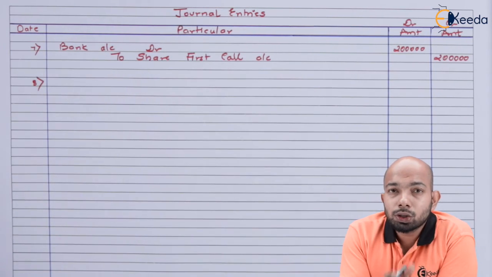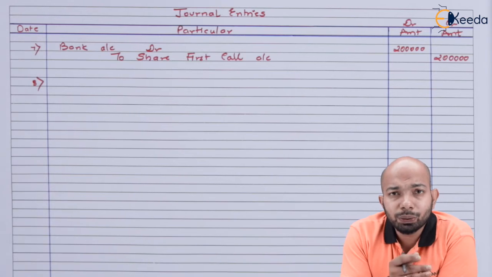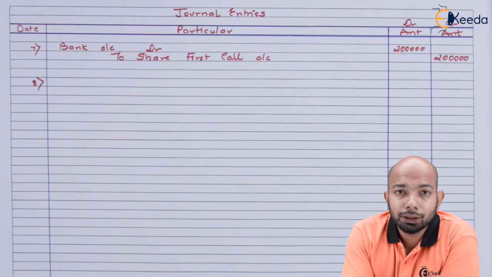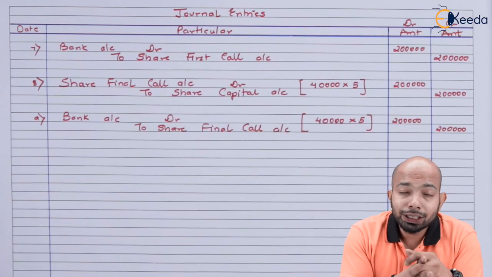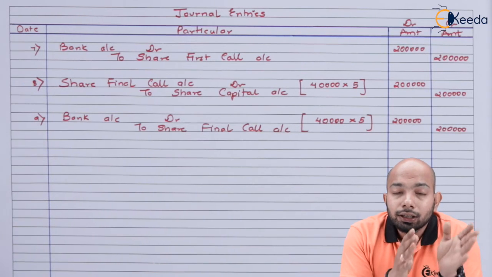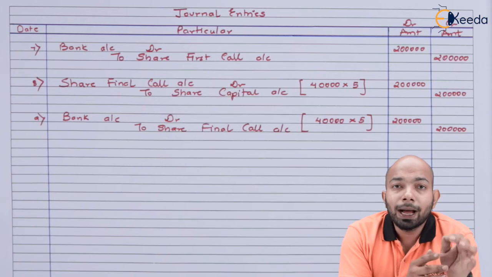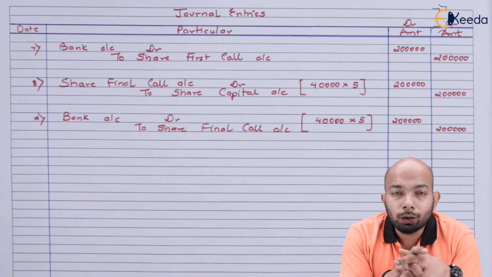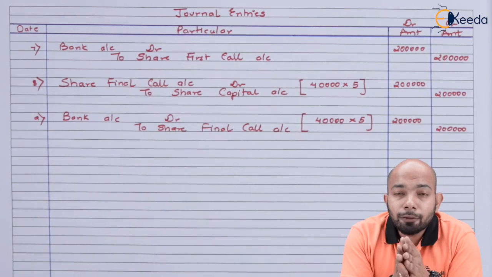Now similar to this, we'll have the share final call due and receipt entries. So let's pass those entries now. The entry we have passed for the due is share final call account debit to share capital, and after that the receipt entry refers to bank account debit to share final call account. With this, the journal entries have been closed.